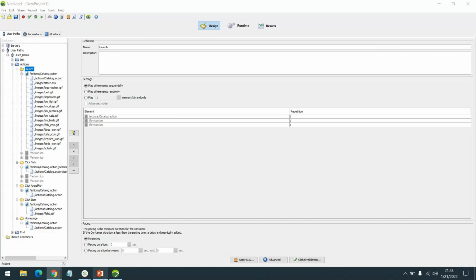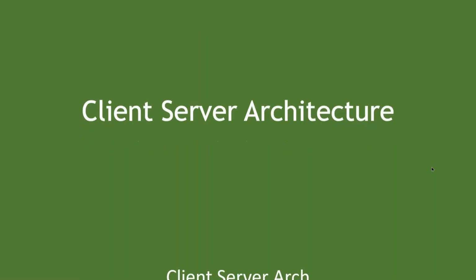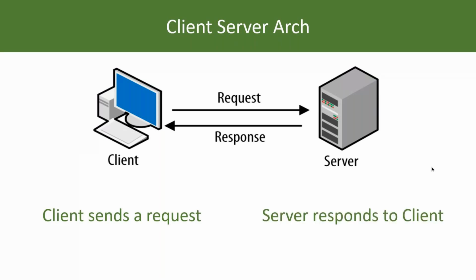Okay, so the next topic is this client and server architecture. I think we all know about this, right? So let's look at this example. So there is a client. Here, client refers to the web browser or end user, and so on, and then there is a server. Okay, so client sends a request, and then server sends a response. If you see, client sends a request, and then server responds to the client.